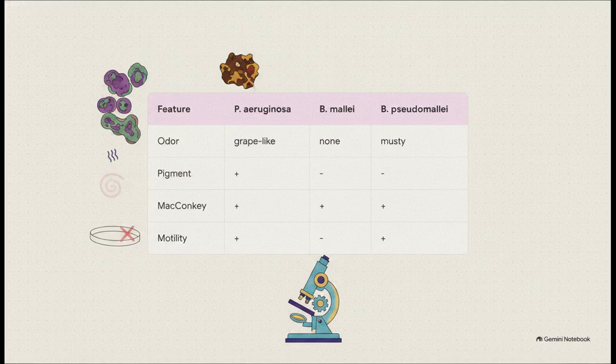Another incredibly useful way to separate these 3 right on the culture plate is simply by relying on your sense of smell. Seriously, Pseudomonas aeruginosa has a very distinct, fruity, almost grape-like odor. Burkholderia pseudomallei, conversely, has a very characteristic musty odor. And while both of those will happily grow on standard media like MacConkey agar, we'll see in a minute that Burkholderia mallei is a bit of a diva and has some very specific, demanding requirements.